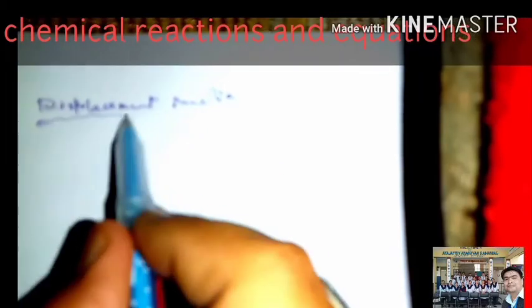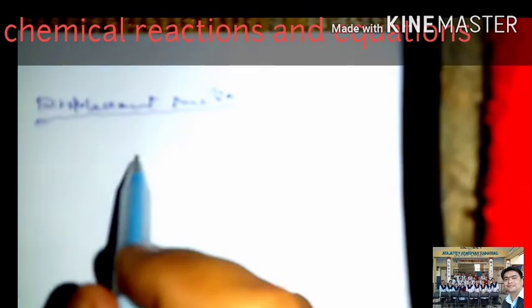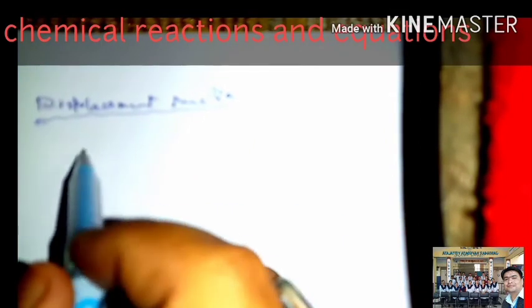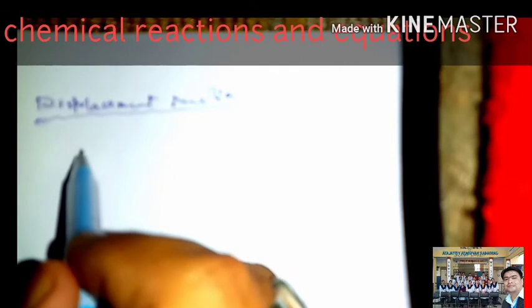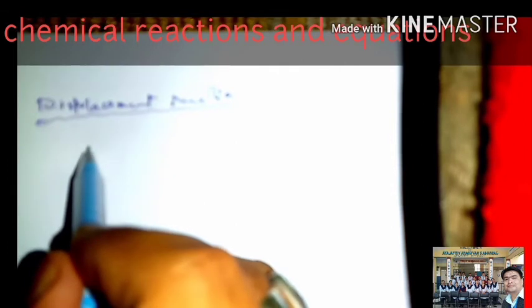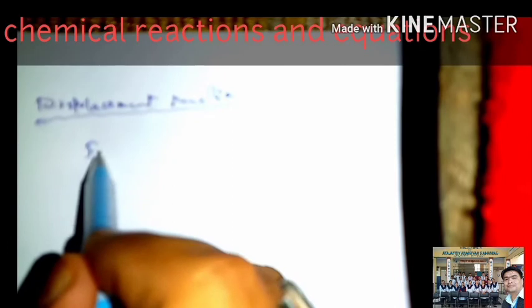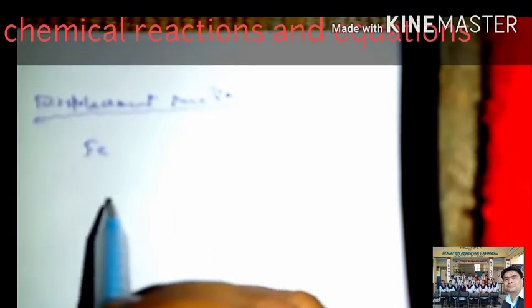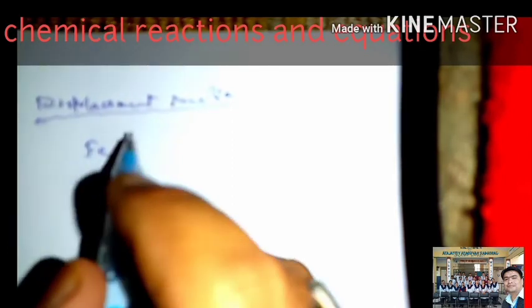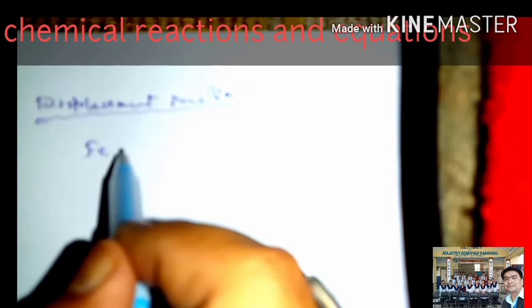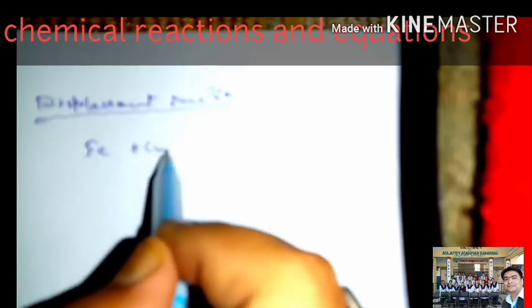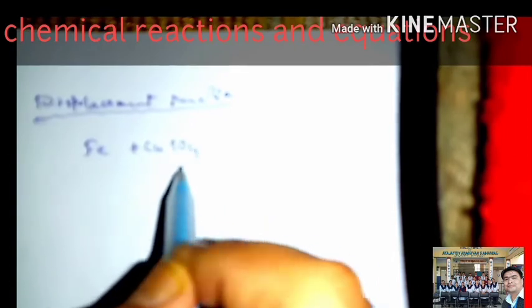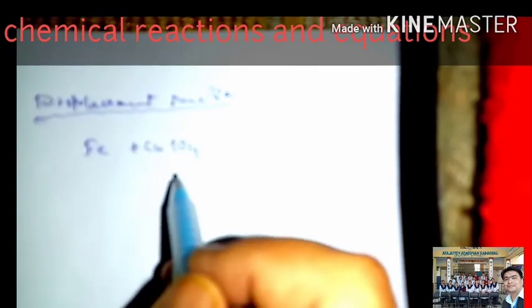Displacement reaction. Okay, in a displacement reaction, let me give you a simple example. For example, I have written here iron. This is the symbol of iron. Iron plus copper sulfate. Iron plus copper sulfate.